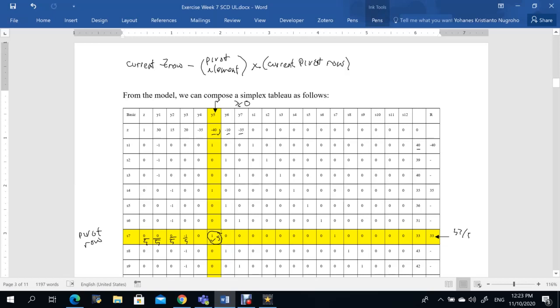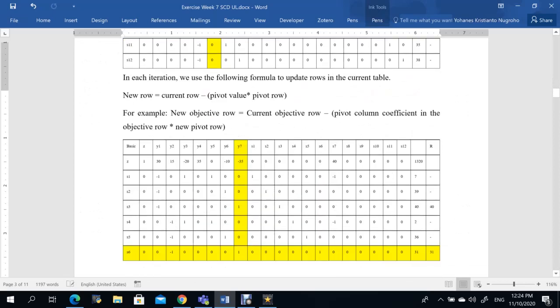Let's take an example for y1. The new y1 equals the current y1 in the current Z row, which is 30, minus 40 times the current pivot row value. Oh, sorry, minus 0, because the current pivot row value here equals 0, right? So it is equal to 30. And let's check the result here.